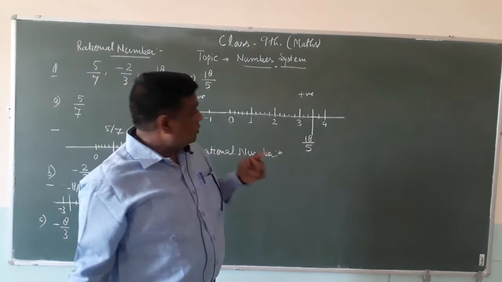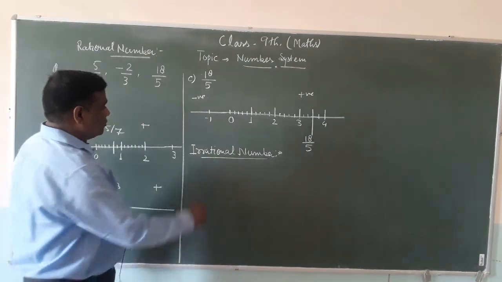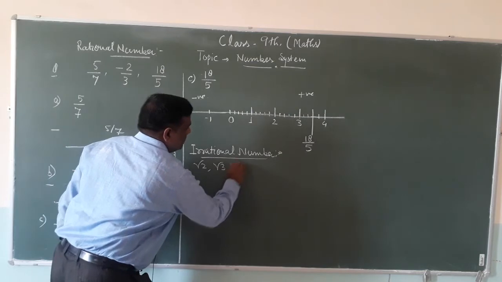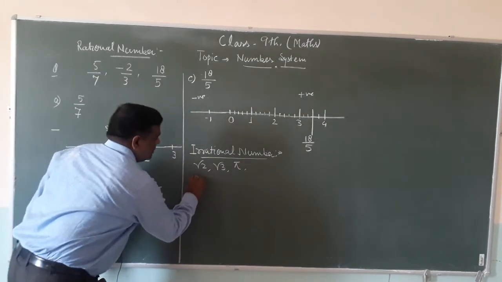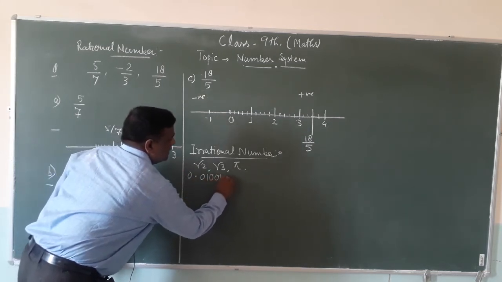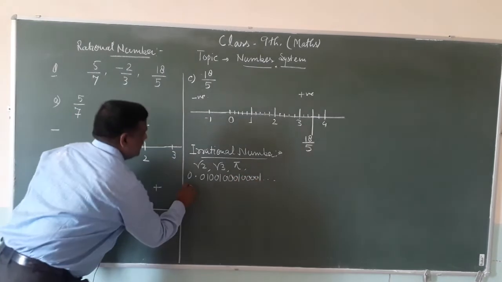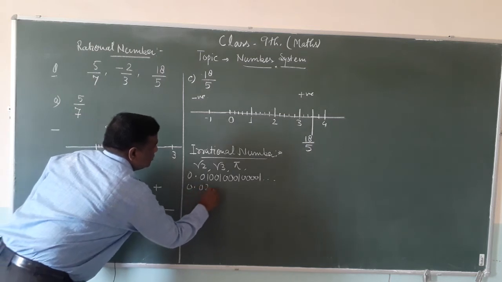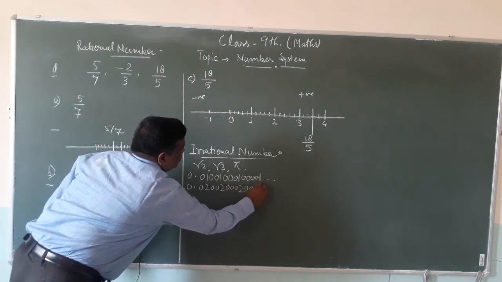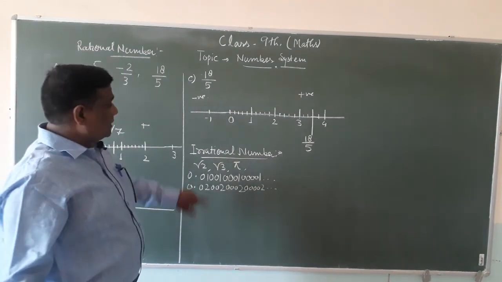So how do we write an irrational number? Of this type: root 2, square root of 2, square root of 3, pi. Or of this type: 0.01, then 0.001, then 0.0001, and again 0.02, 0.002, 0.0002, and so on. Now we have to draw root 2 on the number line.